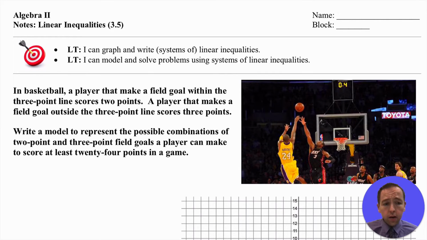To begin with here, we're going to take a look at a contextualized example that will help us understand the relevance of linear inequalities that we're going to be examining in this section. So in basketball, we know that there are field goals that you can score that could be worth 2 points or 3 points, depending on whether you're within the field goal line or outside of that.